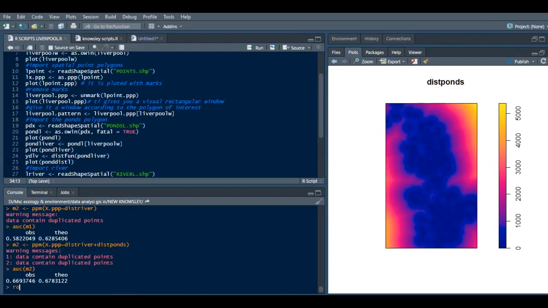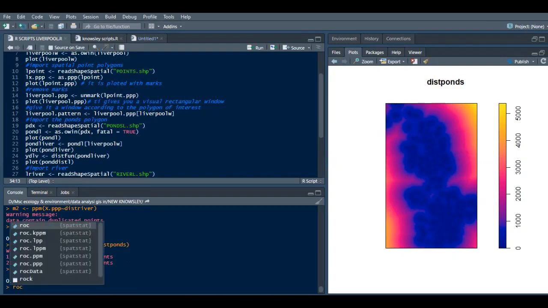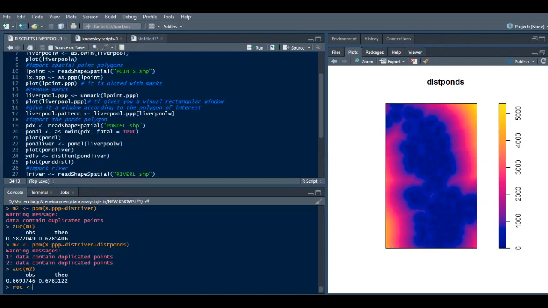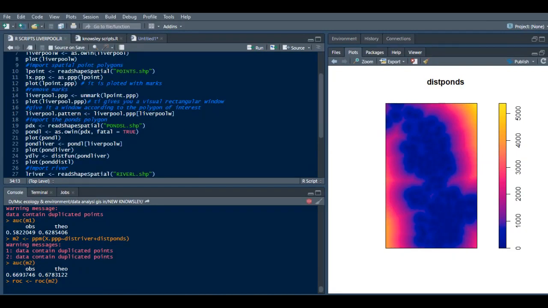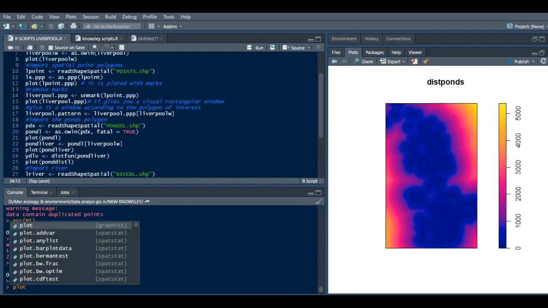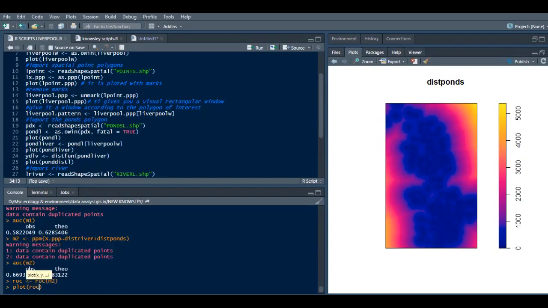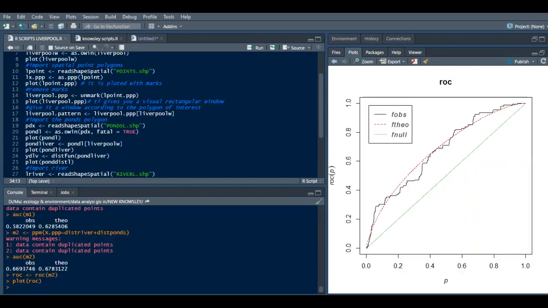But you may also need to look at the receiver operating curves for the model, and I'm going to look at model 3. We use roc on model 3, and then we plot the roc. We can plot the roc now. You see the envelope. You can look at the interpretation later. You need to validate these models. Let's first look at it by using the AIC.